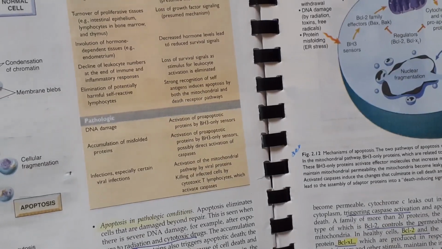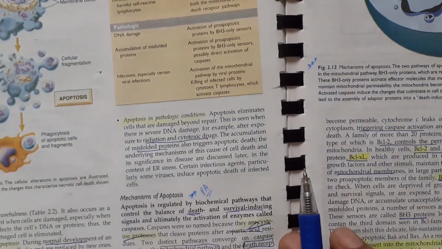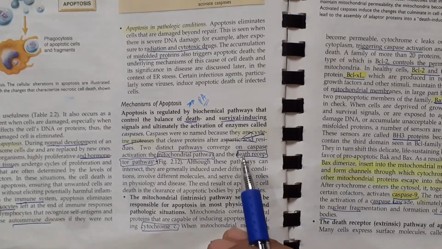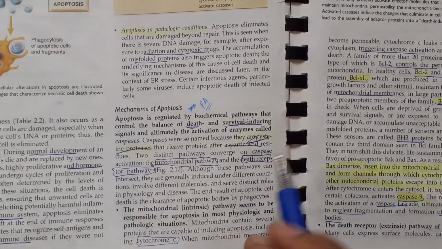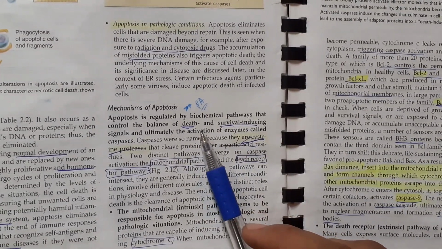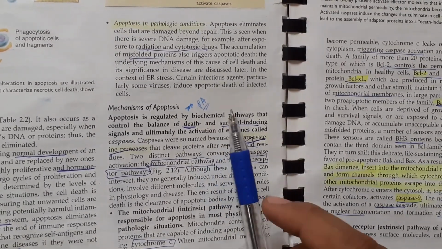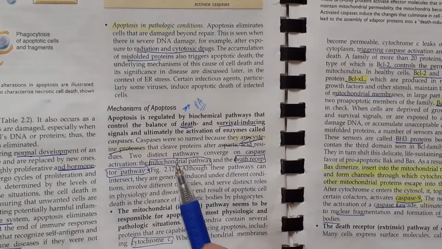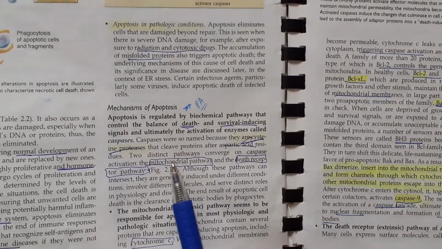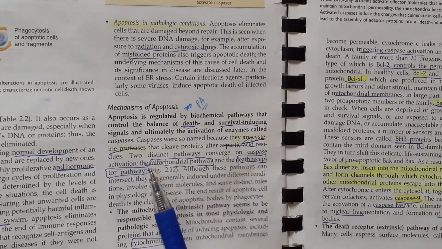So here we move on towards the mechanism of apoptosis. In the mechanism of apoptosis, there is a delicate balance between the survival signals and death signals, and this balance controls whether the cell is going to die or going to survive. There are two pathways through which apoptosis occurs. One is the mitochondrial pathway or BH3 pathway, and the other is the death receptor pathway.